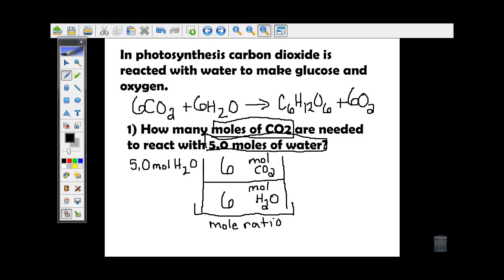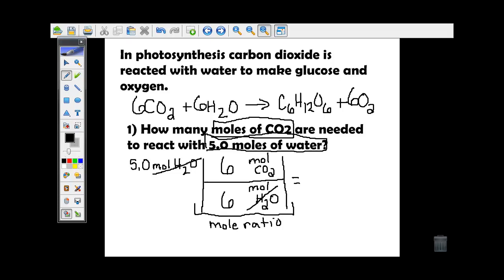Now, if you're looking at this and you're saying 6 over 6, that does reduce to 1 to 1, and yeah, you could reduce it, but I'd rather you not. Let's just go ahead and work it out. Now, what happens to moles of water? We have moles of water here and moles of water there. Those cancel, and so we're left with moles of CO2, which is what we're asked to find.